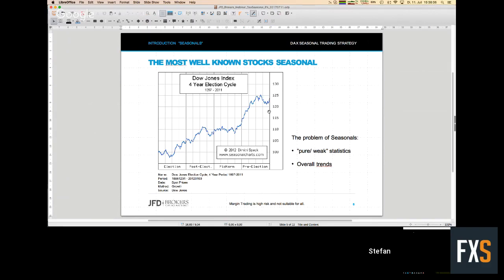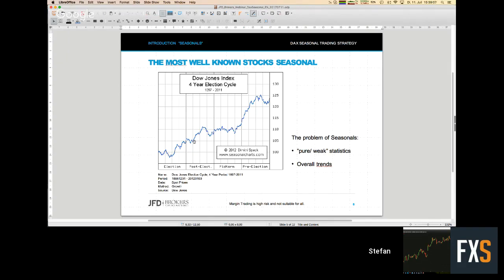So what we can see is that in the third year after election, there's definitely no bias for the Dow Jones. But for example, starting the pre-election year, there's a good bias to the long side for the first half of the year. And that kind of information is simply called seasonals in general.